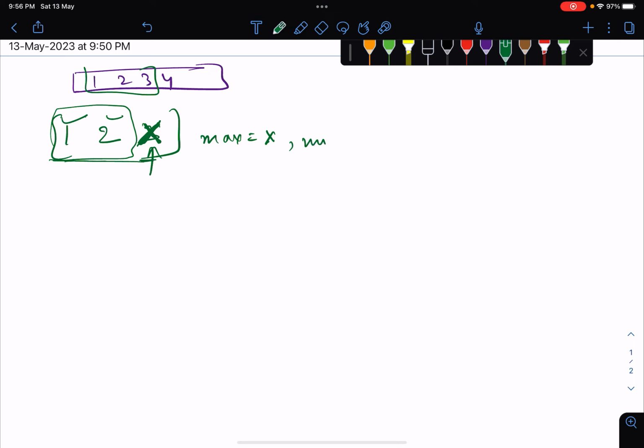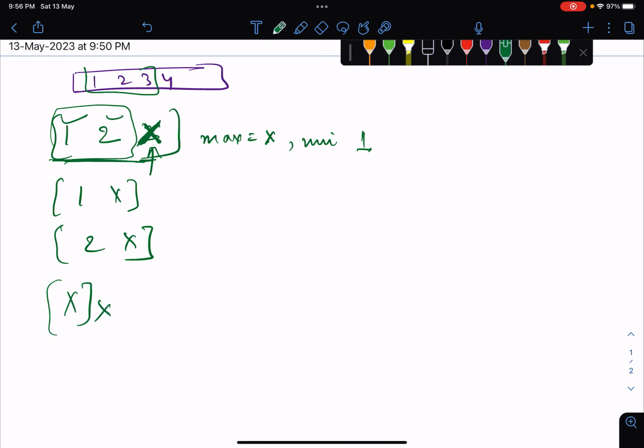What will be my minimum element? It will be 1. What are the other subsequences that I can generate? If I have 1 to x, I can also generate 1 and x. I can generate 2 and x, right? For these 3 elements, what are the possibilities? I can generate these 3 things. Obviously the last one is generating only x, so for right now just skip it.